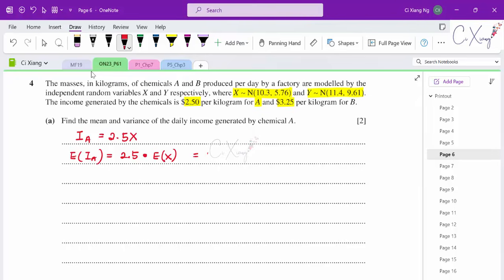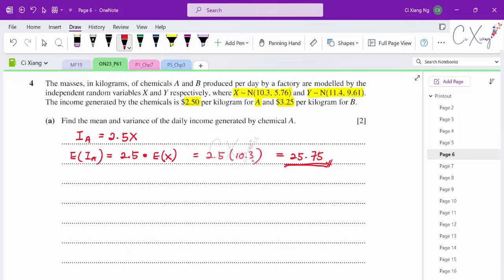So what should it be? It should be 2.5 multiplied with 10.3, because from the normal distribution here, in the details, you can see that 10.3 is the mean. So you put 10.3 as the mean, then calculate, and you should get 25.75 as the mean of the income A.